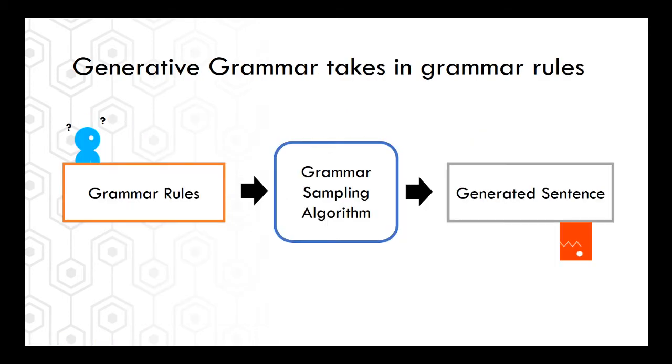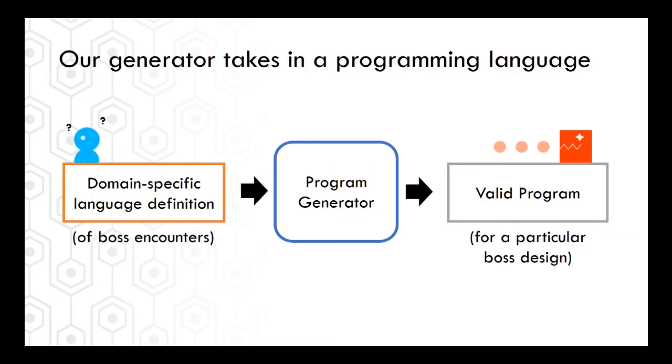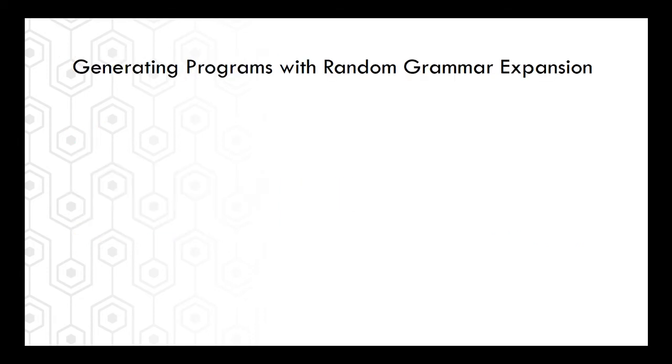Typically, a system that uses grammars takes in a set of grammar rules as input. There's a sampling algorithm, which is often just some form of random sampling or random expansion, and then it generates some kind of sentence in that grammar. In this case, we have a domain-specific language of boss encounters. We put it into what is now going to be a program generator, and it's going to generate us a valid program.